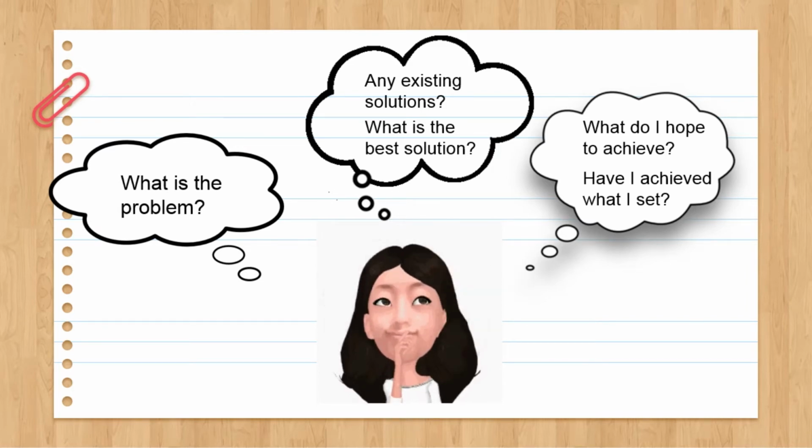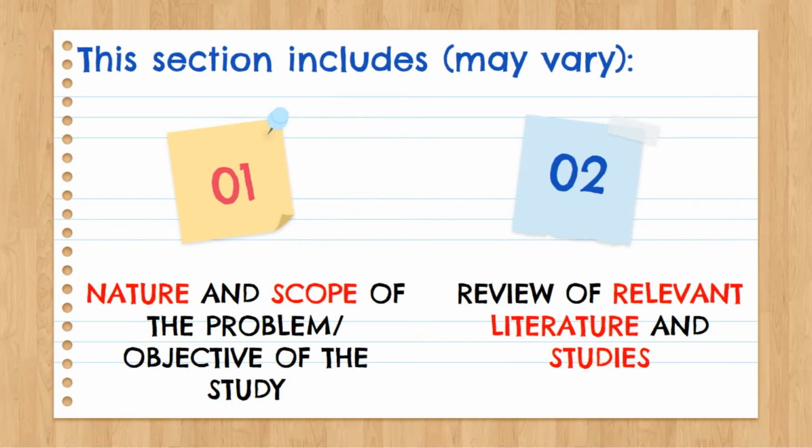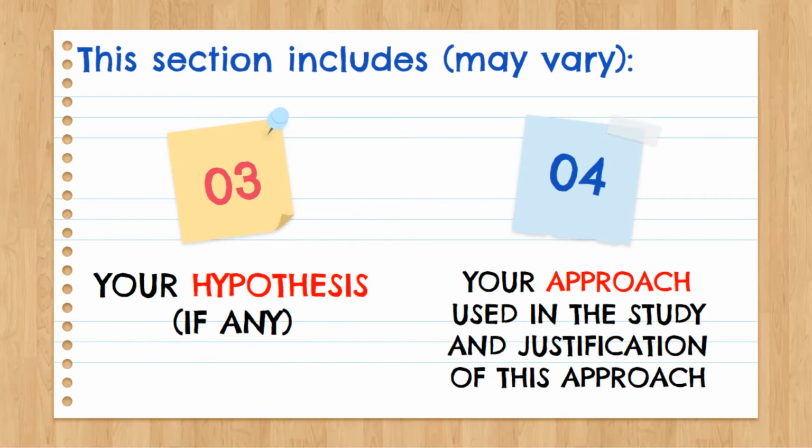Please take note that it may vary depending upon the reference you use in writing an introduction. We start with the nature and scope of the problem or the objective of the study, followed by the review of related literature or RRL, your hypothesis. Lastly, the approach used in the study and justification of this approach.